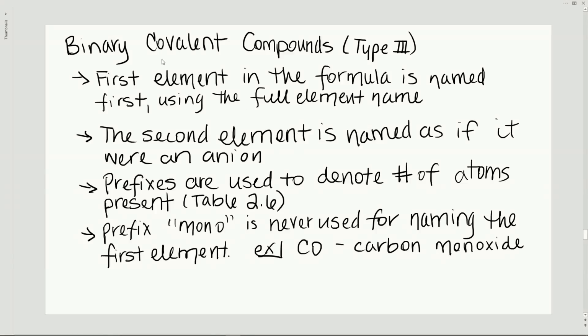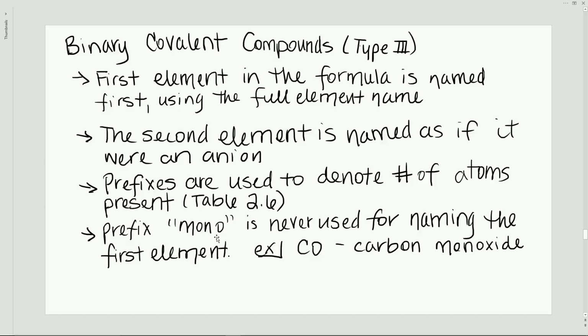Now we need to talk about binary covalent compounds. So this is type 3 binary compounds. In order to name these types of compounds, first the element in the formula is named using the full element name. The second element in the compound is named as if it were an anion. And we use prefixes to denote the number of atoms present. So that's table 2.6 in your textbook.